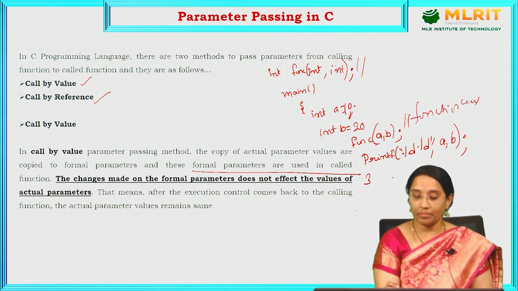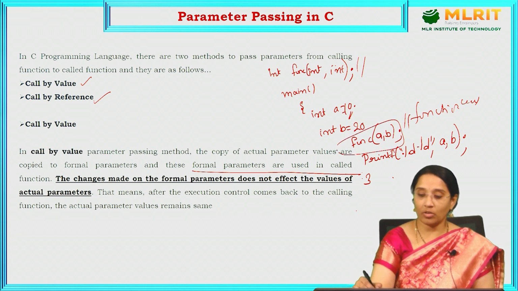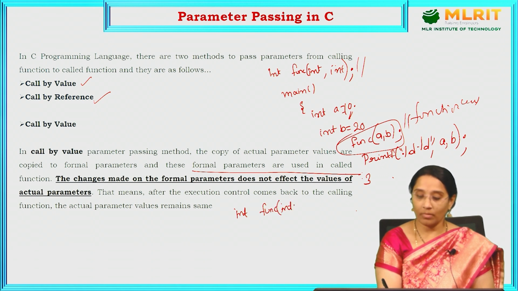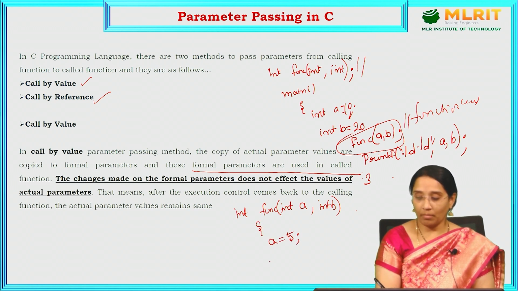Now, this function call is initiated. I'll write the function definition here: func of int a comma int b. a is equal to 5, b is equal to 6, printf percent d comma a comma b.